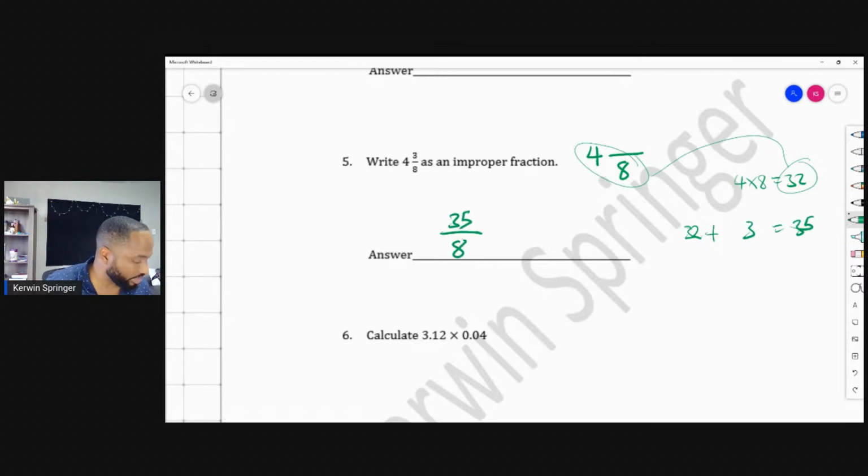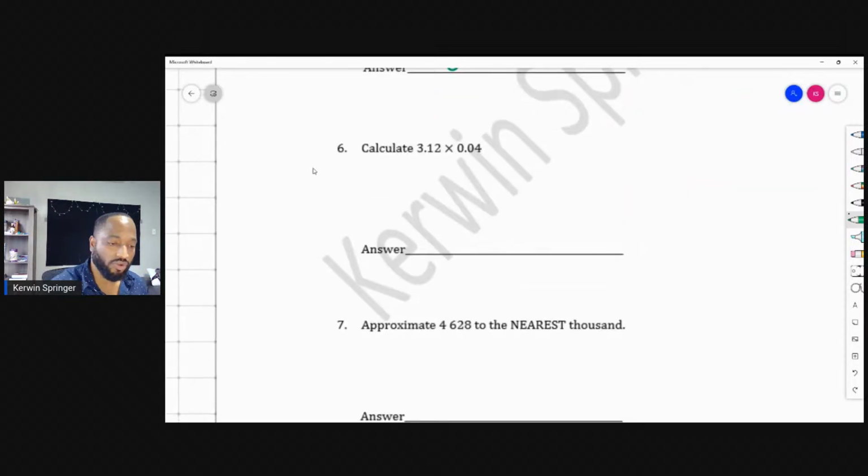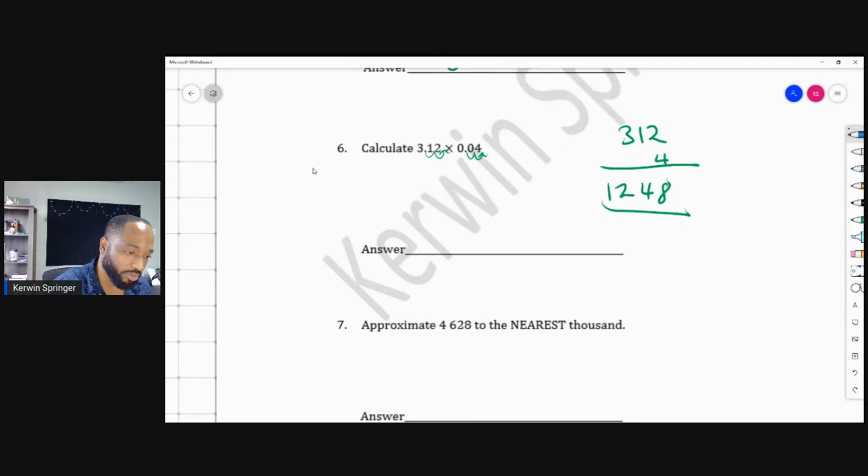Calculate 3.12 times 0.04. So we can multiply 312, and we can think of this as just 4. Well, if I move the point back twice here, I can move the point back twice here, right? So I can think of this as just 4 and multiply up. 4 by 2 is 8, 4 by 1 is 4, 4 by 3 is 12, right? I multiplied each one of these individually. And now I need to get those points back where they should be. I move the point a total of 4 spaces. 2 here, 2 here. So I need to move this back 1, 2, 3, 4.